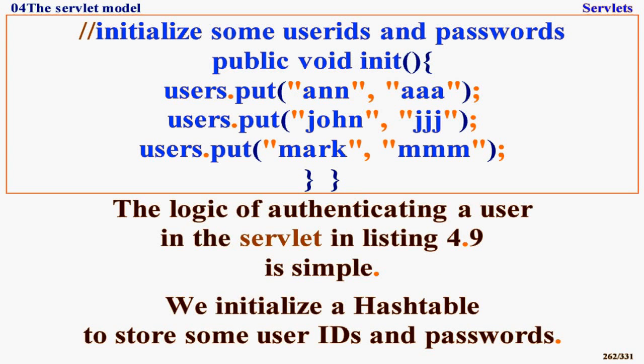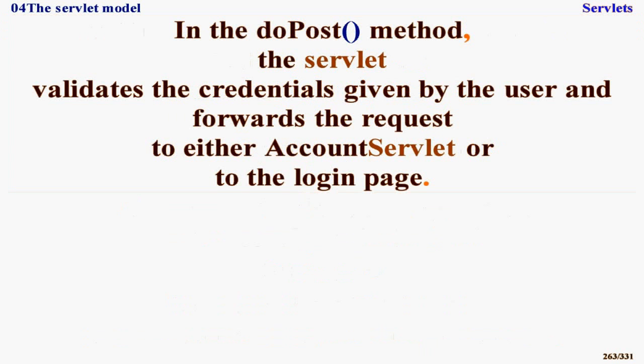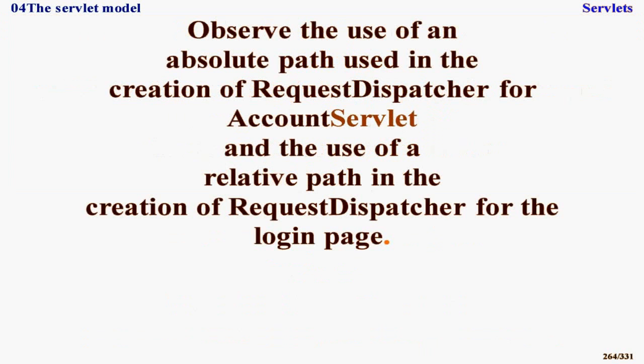The logic of authenticating a user in the servlet in Listing 4.9 is simple. We initialize a hash table to store some user IDs and passwords. In the doPost method, the servlet validates the credentials given by the user and forwards the request to either AccountServlet or to the login page. Observe the use of an absolute path in the creation of the request dispatcher for AccountServlet and the use of a relative path in the creation of the request dispatcher for the login page.